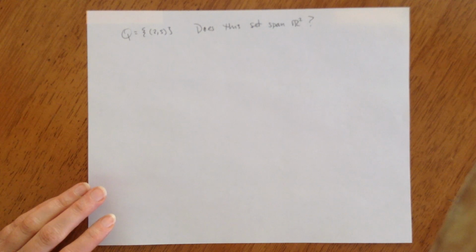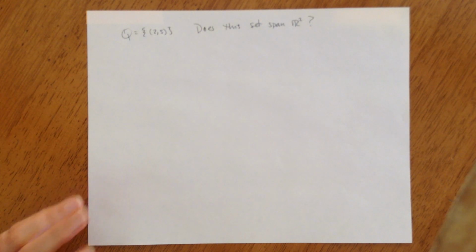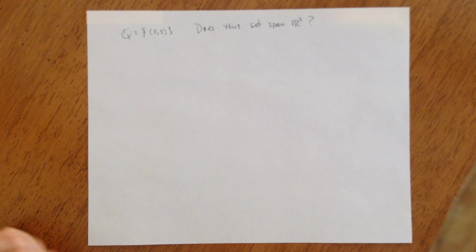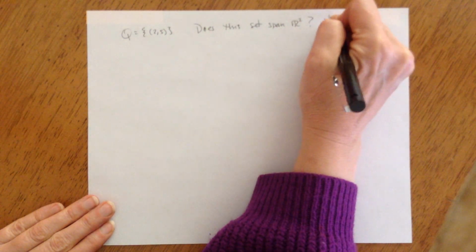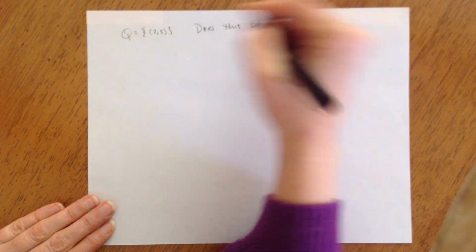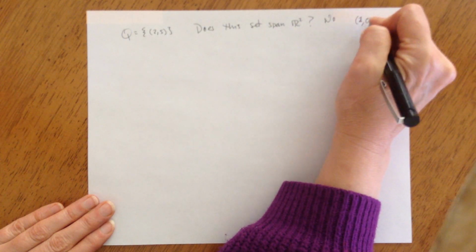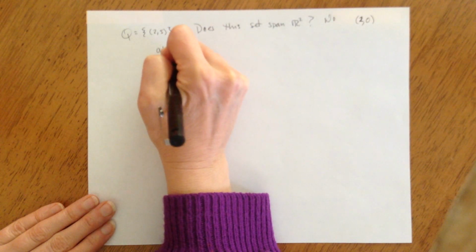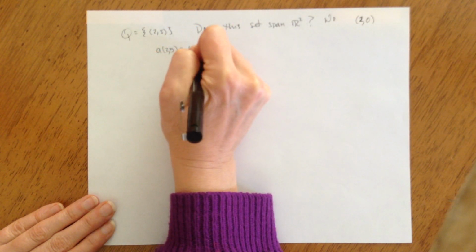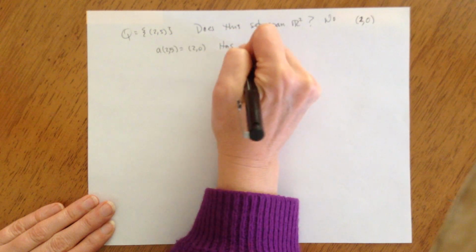And the answer is certainly not. There are plenty of vectors that I can't get by writing them as a linear combination of that one thing. So you can say no, I could take any vector that's just not a constant multiple of this, so like, well, let me take actually (2, 0). So I can't write a times (2, 5) is equal to (2, 0). It has no solution.